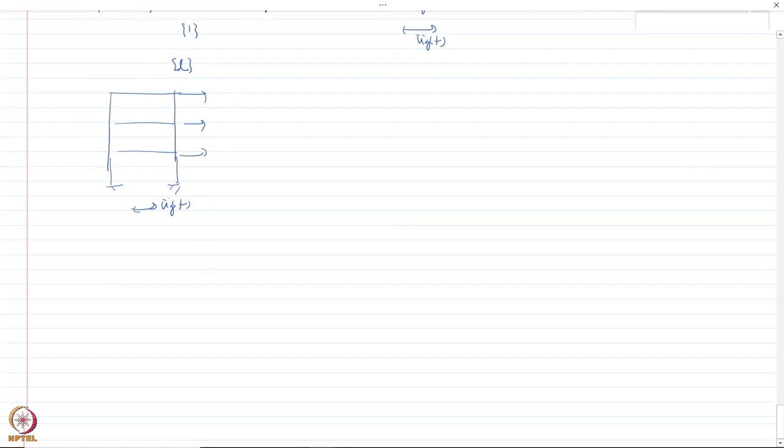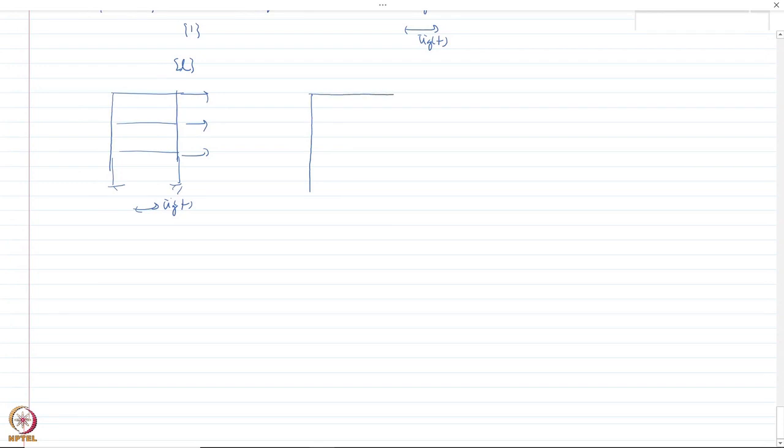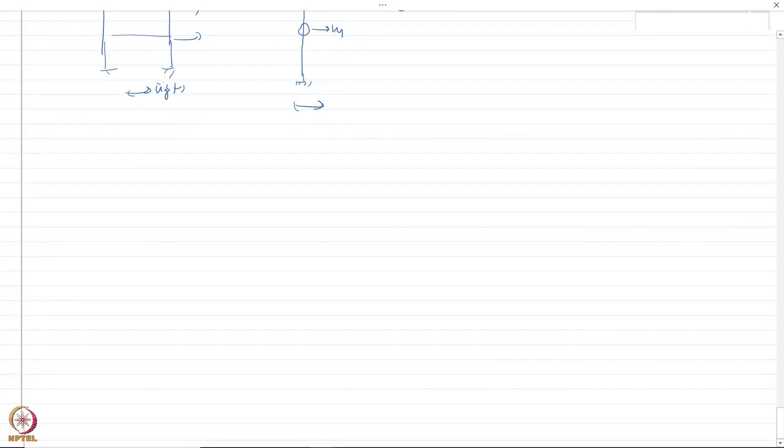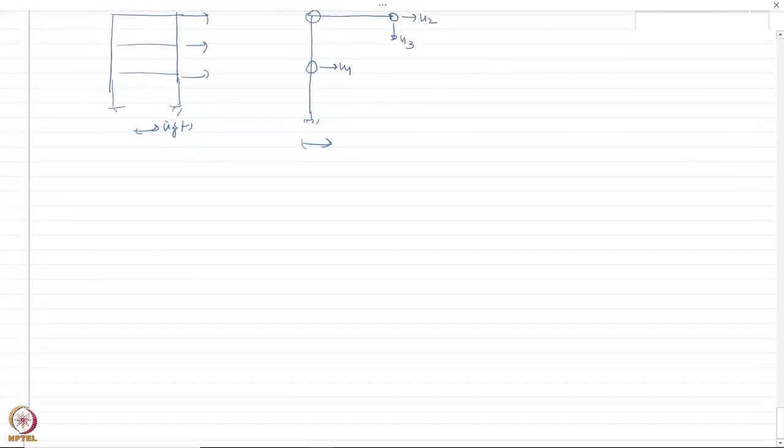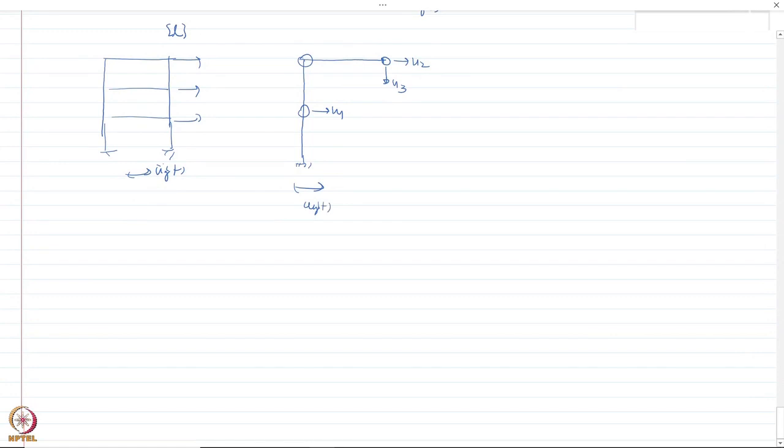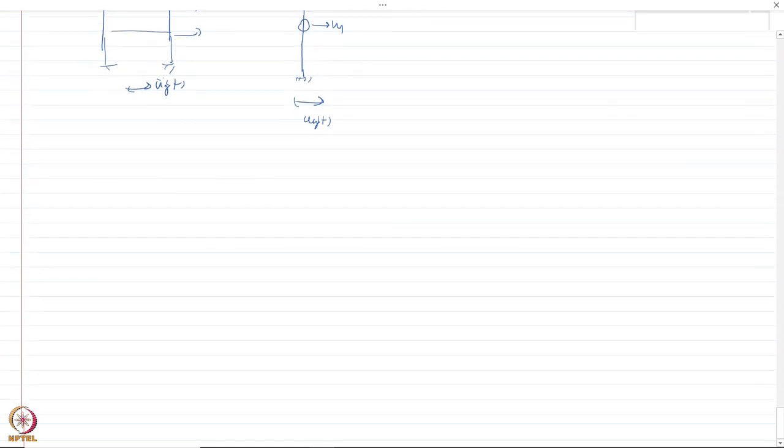However, in the second case, let us say we have something like this, where the masses are actually lumped and the degrees of freedom are defined like this: u1 in this direction, u2 in this direction, and then u3 in this direction. Let us say this is ug. So to get the influence vector, let me first write down my total displacement vector.